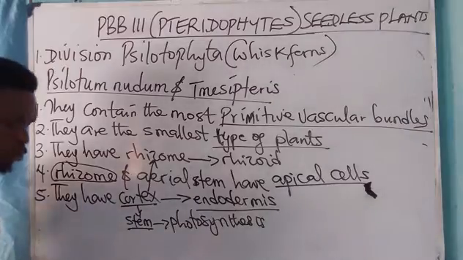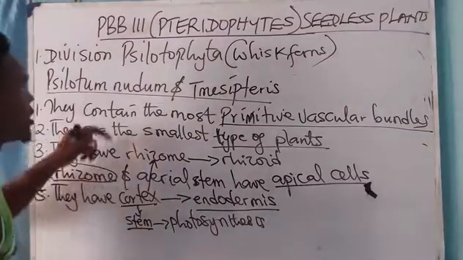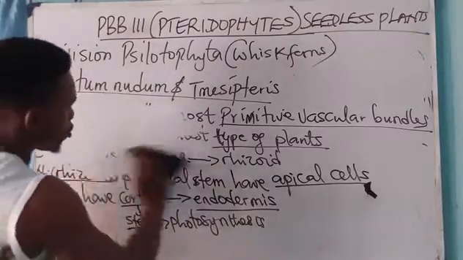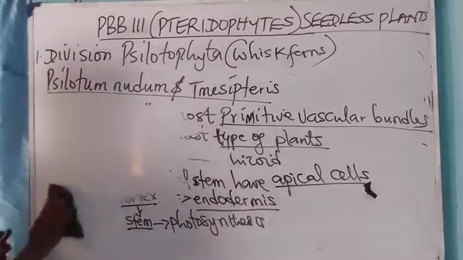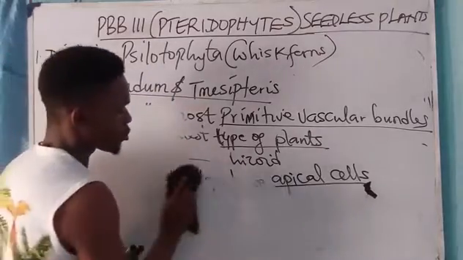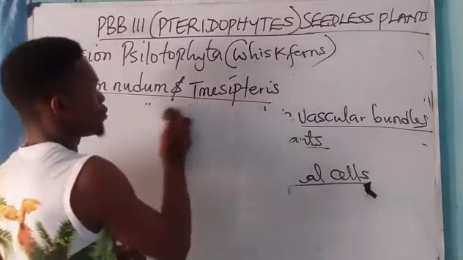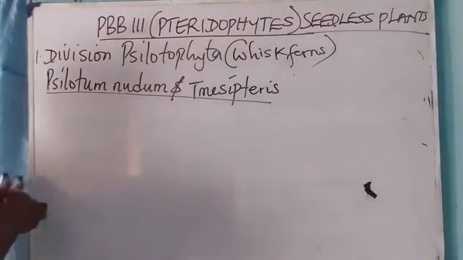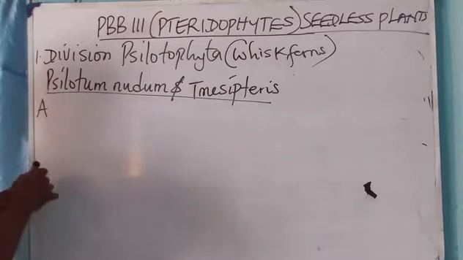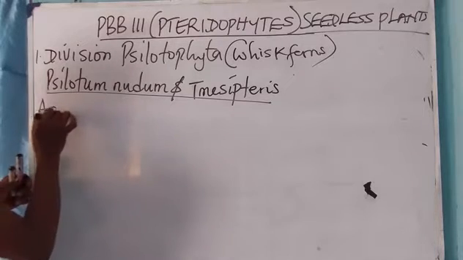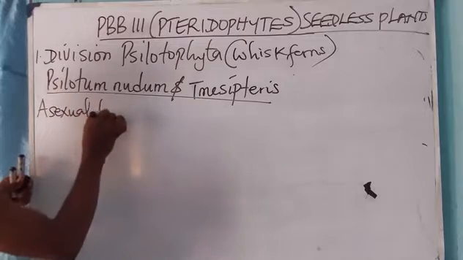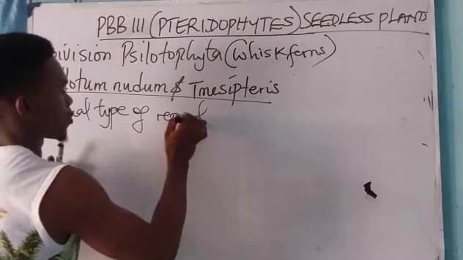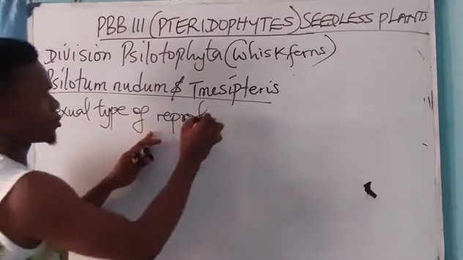Again, let us look at the mode of reproduction that the pteridophytes undergo. What kind of reproduction do they undergo? Please, this is a part that most students get wrong, because sometimes it could be numerous, you take one for the other. Now let us get started. They undergo asexual type of reproduction.